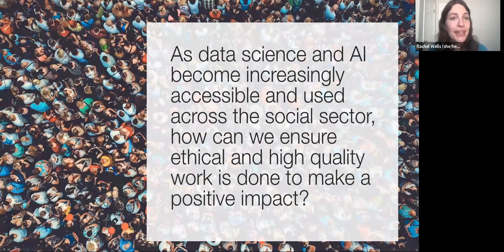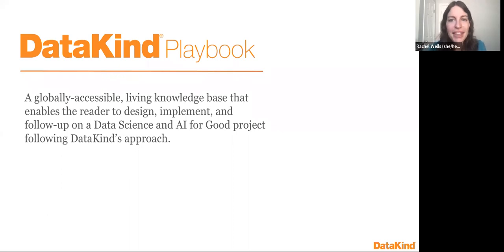So just like in scoping a data project, in which we talked about how important it is to start with the questions, not the solution, when we launched the Center of Excellence in 2020, we started with a question. As data science and AI become increasingly accessible and used across the social sector, we are wondering at DataKind, can we ensure ethical and high quality work is done to make a positive impact? And this caused us to build the DataKind playbook so that all of our lessons learned from our failures and from our successes can be codified for use on future projects.